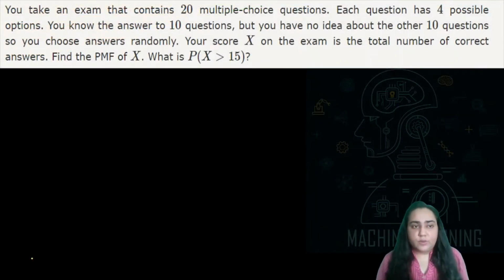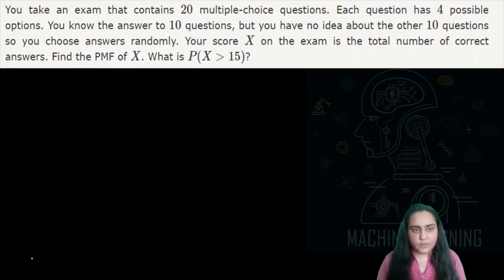The first question that we're going to look at is this: you take an exam that contains 20 multiple choice questions. Each question has 4 possible options. You know the answer to 10 questions, but you have no idea about the other 10 questions, so you choose answers randomly. Your score is X, which is the total number of correct answers. You need to find the PMF of X, which means the probability mass function of X. You also need to find the probability that X is greater than 15.